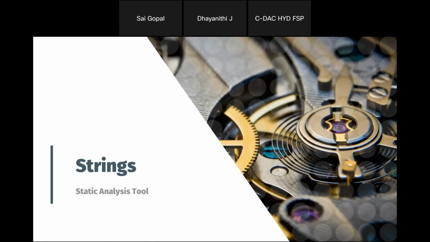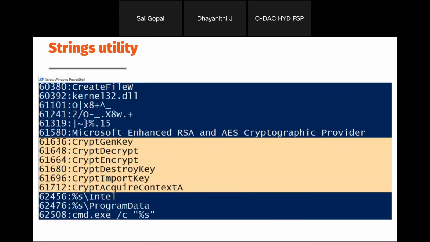Okay, so this is a sample output of the strings utility. If you observe, the strings utility will give you a lot of output actually. In that, you should carefully look for possible information that is useful for the analyst. Okay, this is the sample screenshot of the output of the strings utility.